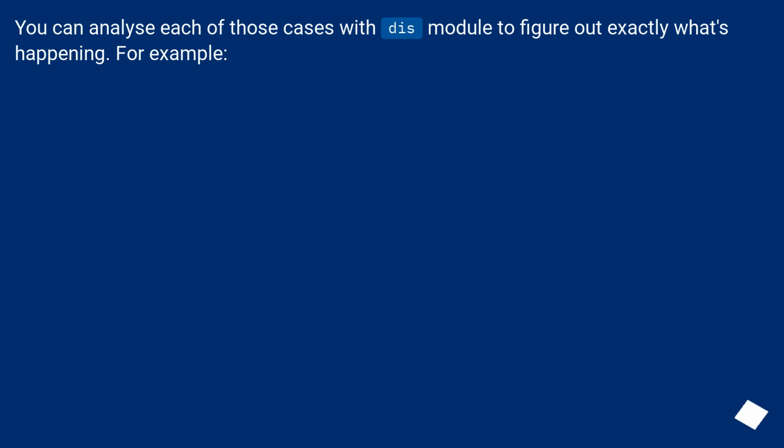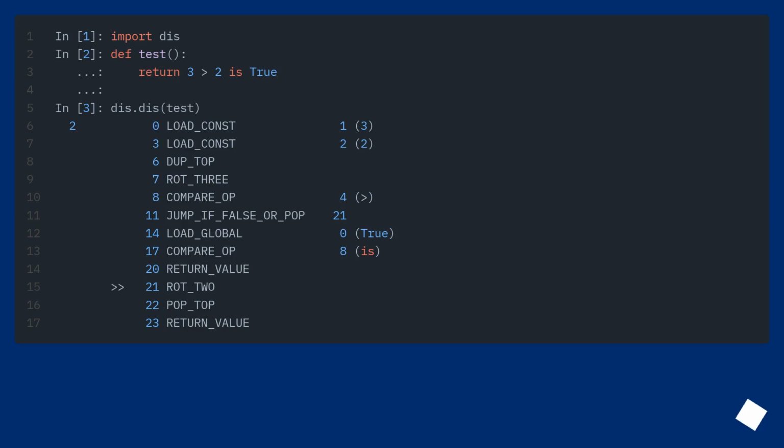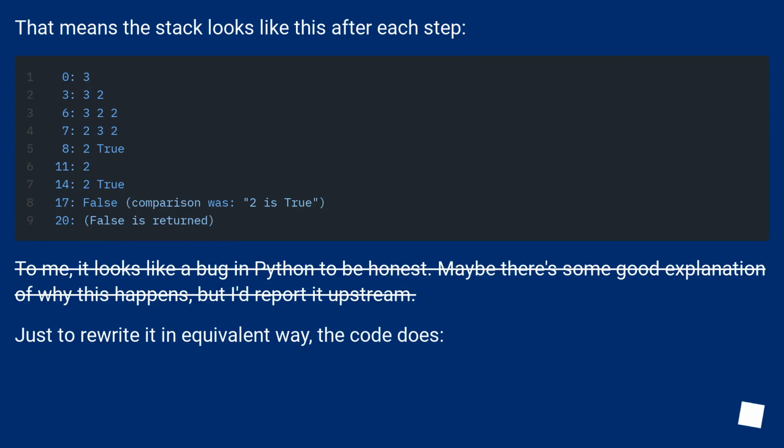You can analyze each of those cases with this module to figure out exactly what's happening. For example, that means the stack looks like this after each step. To me, it looks like a bug in Python, to be honest. Maybe there's some good explanation of why this happens, but I'd report it upstream.